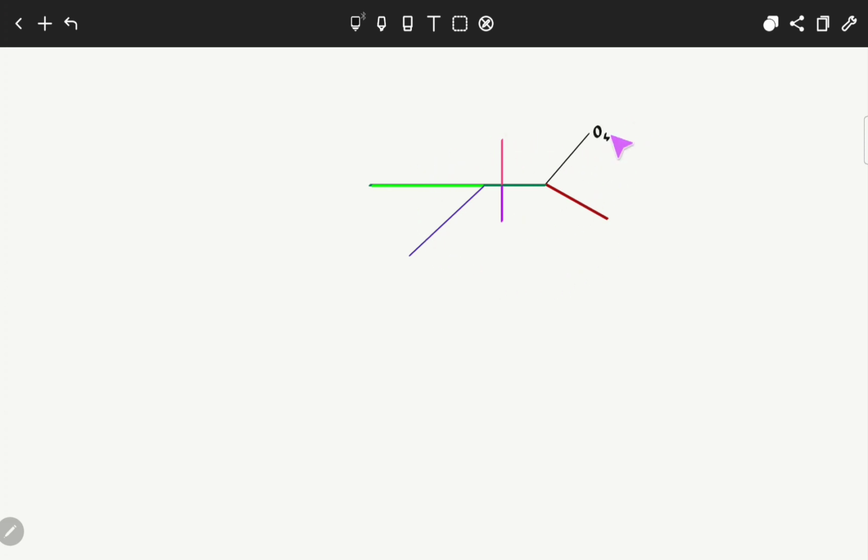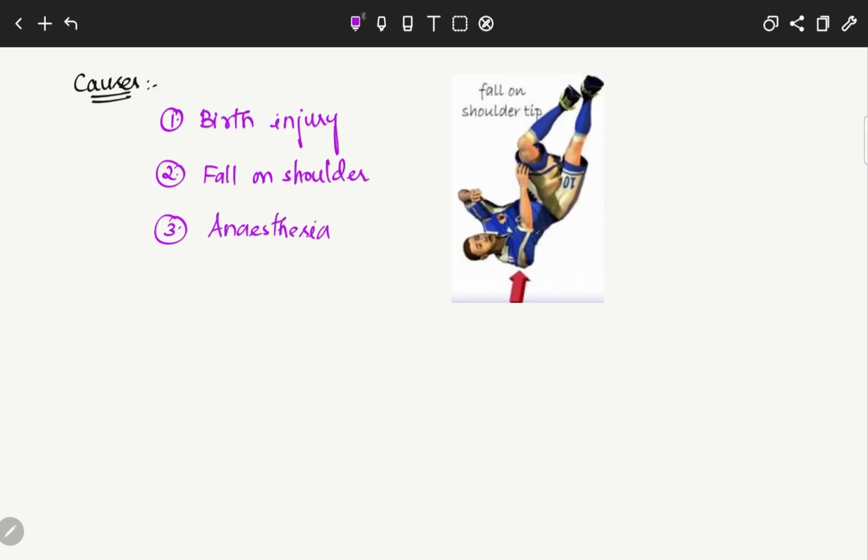You can see this is the C5 root and this is the C6 root, this is the suprascapular nerve, this is the nerve to subclavius, this is the anterior division of the upper trunk, and this is the posterior division of the upper trunk. Next, let us see what Erb's paralysis is. Injury to the upper trunk of the brachial plexus is called Erb's paralysis. So we saw what Erb's point and Erb's paralysis are.